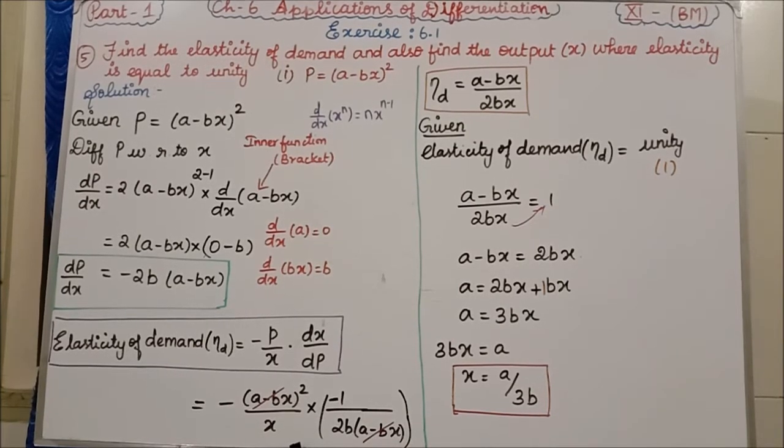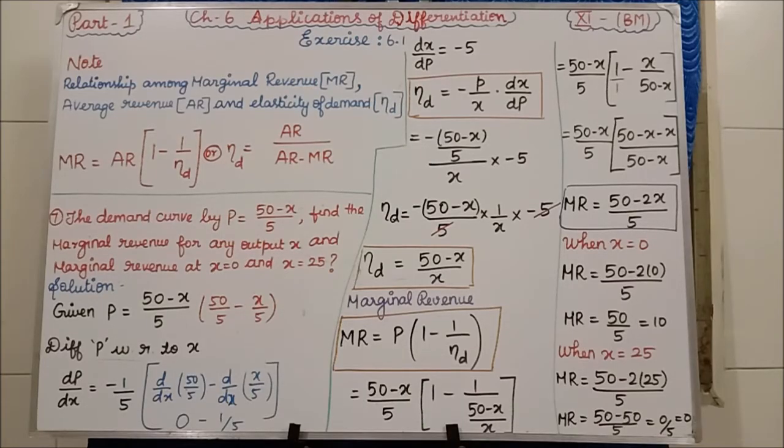Now we'll see the seventh question. Friends, now we are going to see the seventh question. Before going to the seventh question, we will see the note. Okay, why we are going to learn this note: see the relationship among marginal revenue, average revenue and elasticity of demand. The formula is marginal revenue equal to average revenue into 1 minus 1 divided by eta d, which is nothing but elasticity of demand. Okay, in the question they give the elasticity of demand and ask you to find the marginal revenue, so by that time we can use this formula. Clear all of you? Clear?